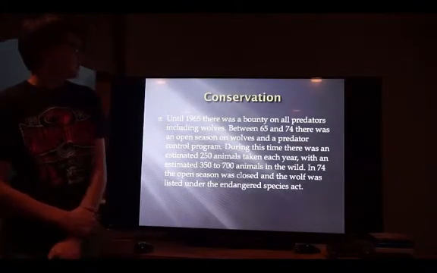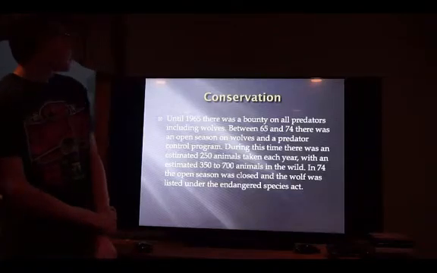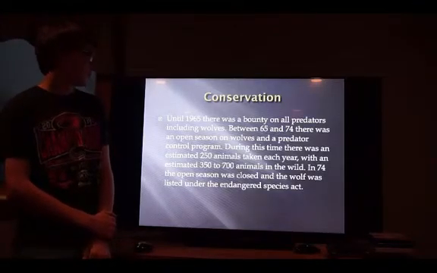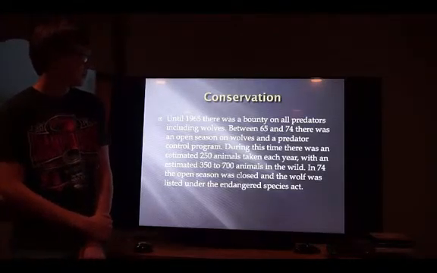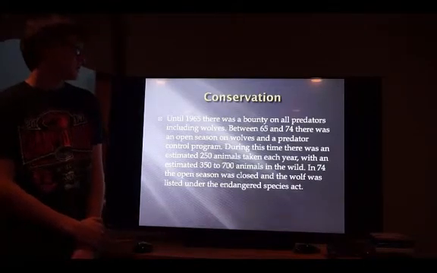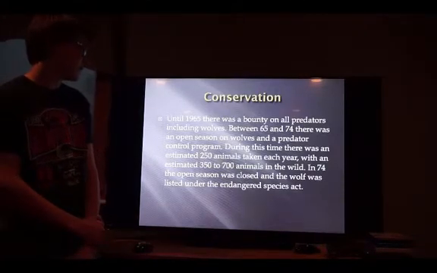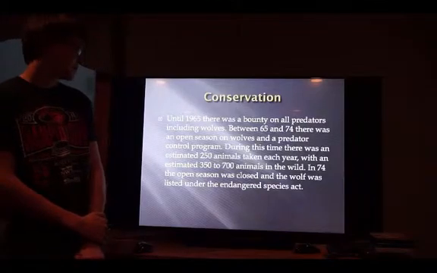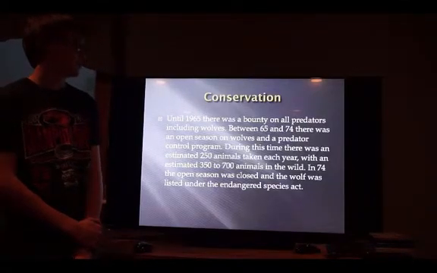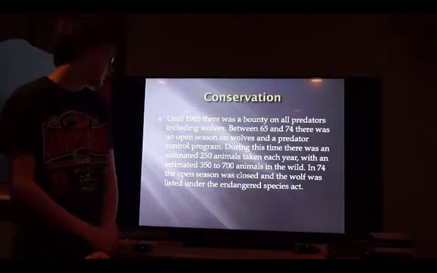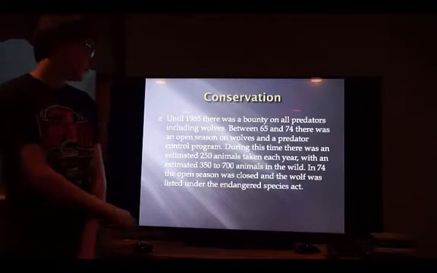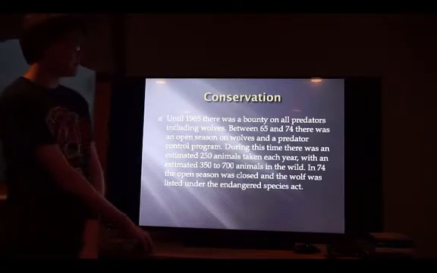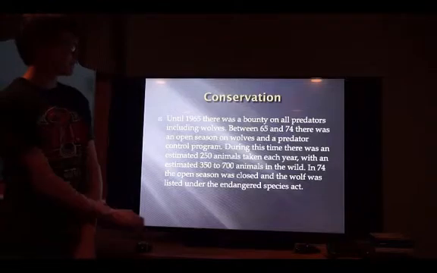Until 1965, there was a bounty on all predators, including wolves. Between 65 and 74, there was an open season on wolves and a predator control program. During this time, there was an estimated 250 animals taken each year, with an estimated 350 to 700 animals in the wild. In 74, the open season was closed, and the wolf was listed under the Endangered Species Act.